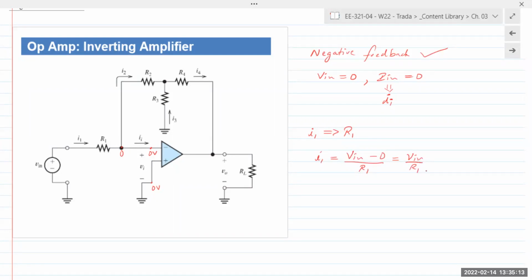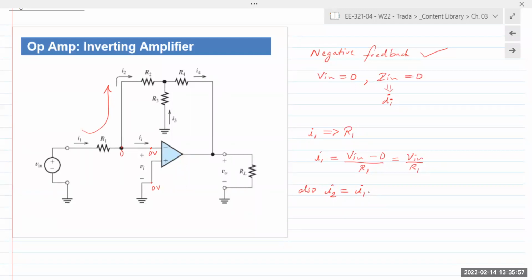If you remember from node voltage analysis, we can express the resistor voltage VR1 or V1 in terms of the node voltages where the resistor is connected. So we can write it as V in minus 0, because current's going from left to right. And then, of course, none of the current is going into the op amp. Everything goes through here, through R2. So I can write I2 is equal to I1.